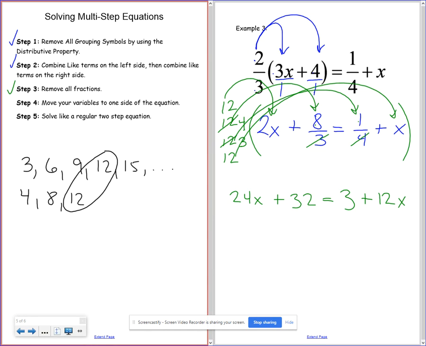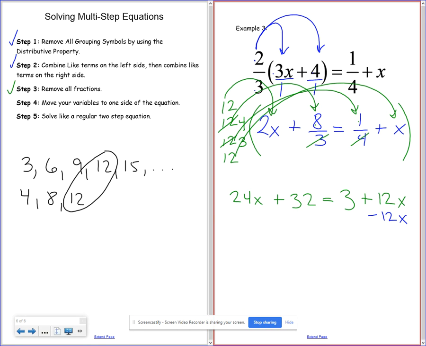Now we want to move our variables to one side. And always move the smaller variable. About 99% of the time, that's going to be your best choice. So I'm going to subtract 12x on both sides. 24x minus 12x is 12x. Plus 32 equals 3. Now it's like a 2-step equation. We solved these yesterday. So the next step would be subtract 32. We get 12x is equal to negative 29.